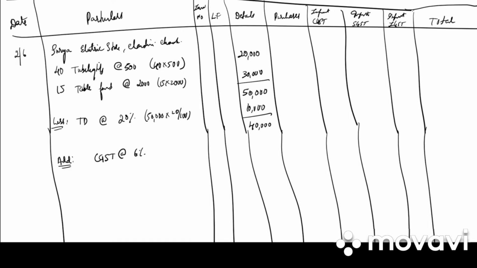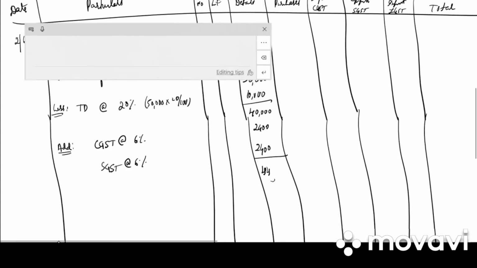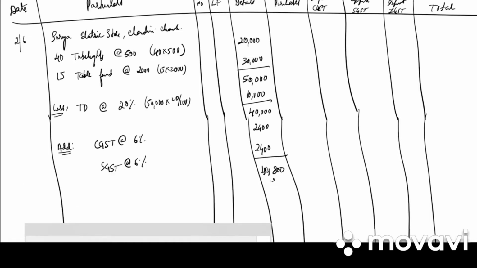Then we need to add CGST at 6%. So 40,000 into 6 by 100, 2,400. SGST at 6%, 40,000 into 6 by 100, 2,400. So what is the total? 44,800. So under purchases, we will be writing the amount after trade discount, that is 40,000. Input CGST is 2,400, SGST is 2,400. There is no IGST. What is the total? 44,800.